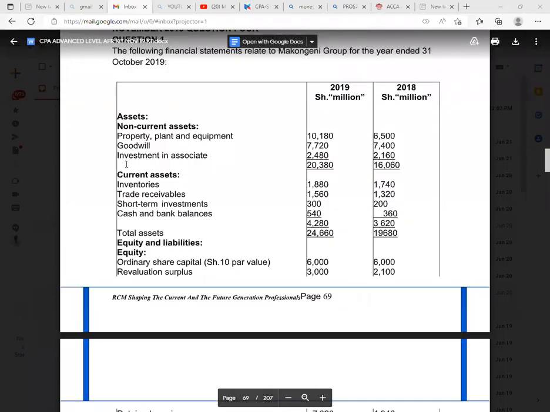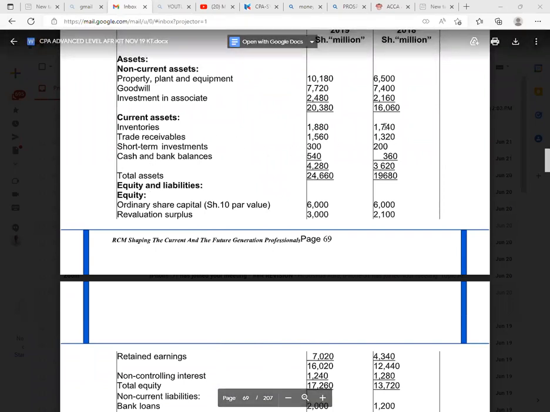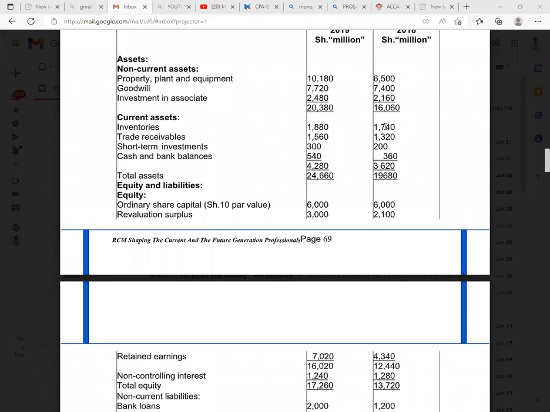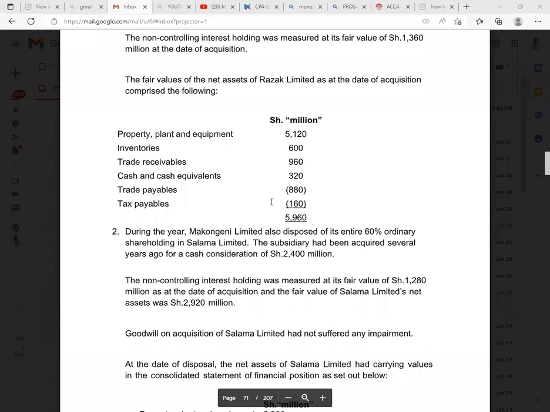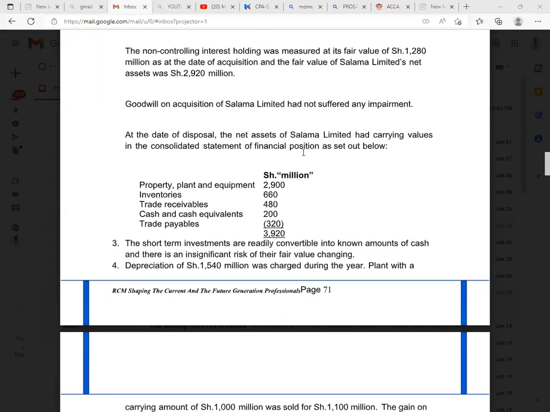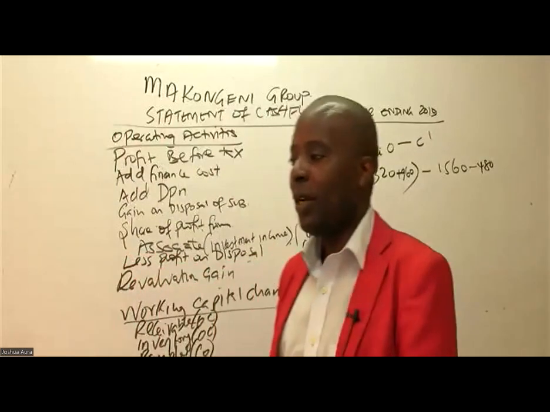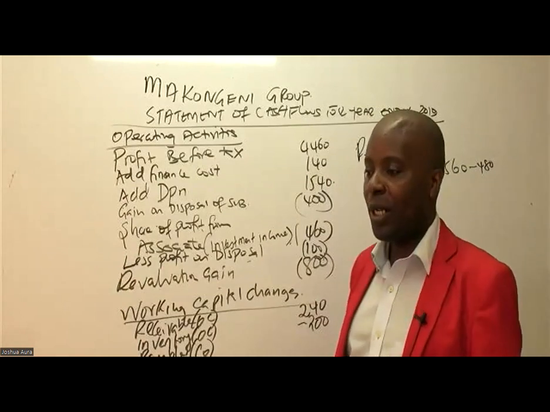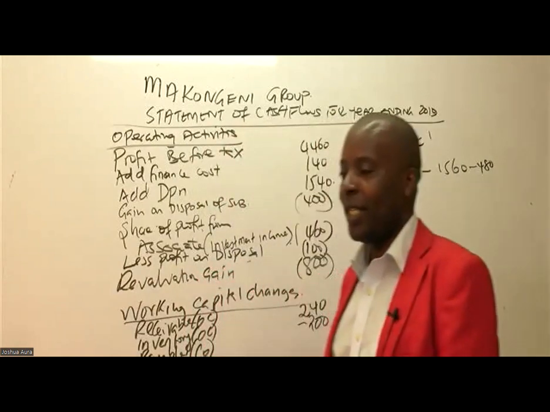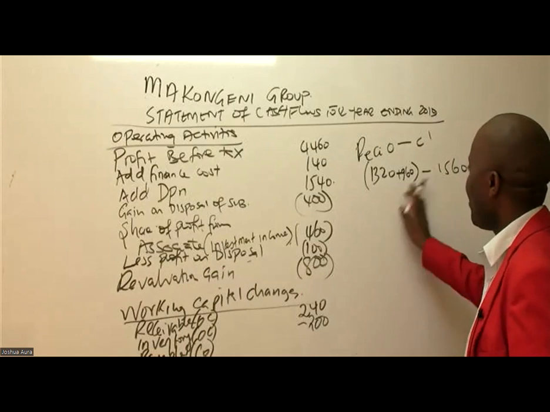So for inventory, I can see the inventories. I can see the opening is 1740, but for the opening, I must always add the inventory of the acquired, minus the closing, minus the inventory of the subsidiary that was sold. So if you have picked this, I would want to show you that we have inventories of Razaki, which came on board, of 600, minus the inventories of Salama of 660 that were sold. So is there somebody who has an answer for us? Remember it is OC. Anne tells me it is minus 200.